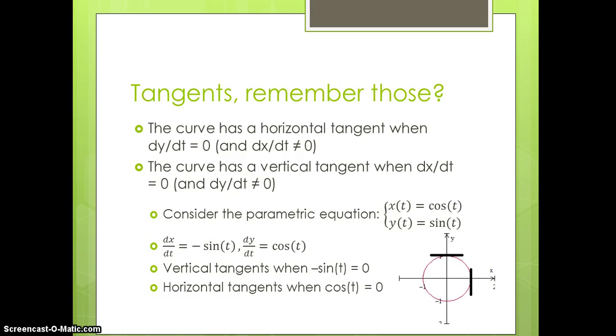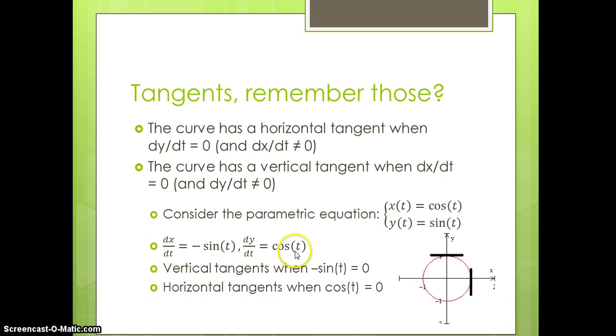So just as an example here, consider the parametric equation x of t is equal to cosine of t, y of t is equal to sine of t. And this particular equation will have a vertical tangent whenever dx dt is equal to 0. That's negative sine of t. And if you recall your trigonometry, sine of t is equal to 0 whenever t is equal to 0. And that'll be at this point that I'm indicating here, which is at 1, 0. And that's where our dx dt is equal to 0. We have a vertical tangent there.